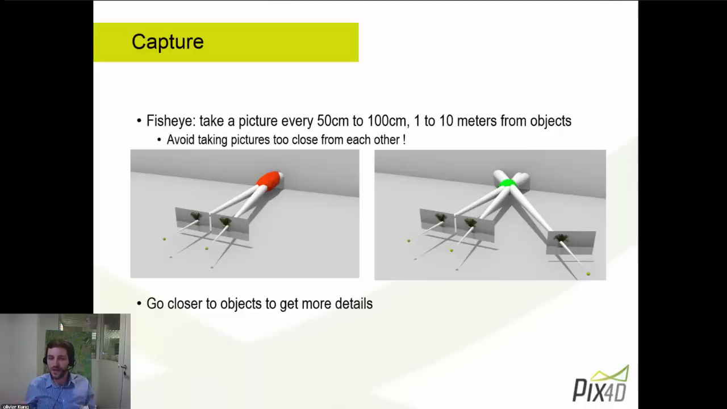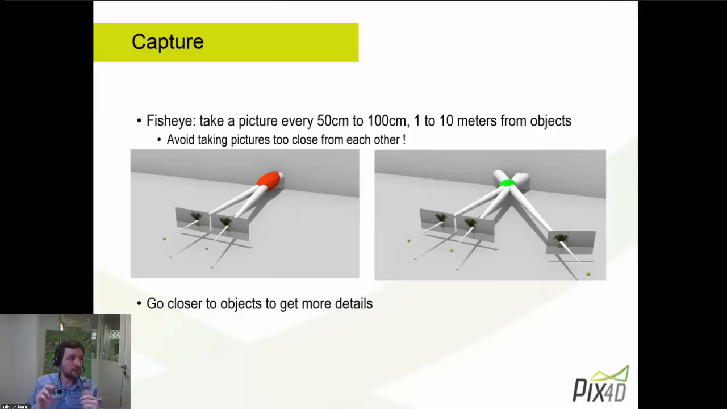Most of the time, you will be between 1 to 10 meters away from the objects that you try to map. For a fisheye camera, this is the optimal range: between 1 to 10 meters from the environment, from any type of surface which is around you.